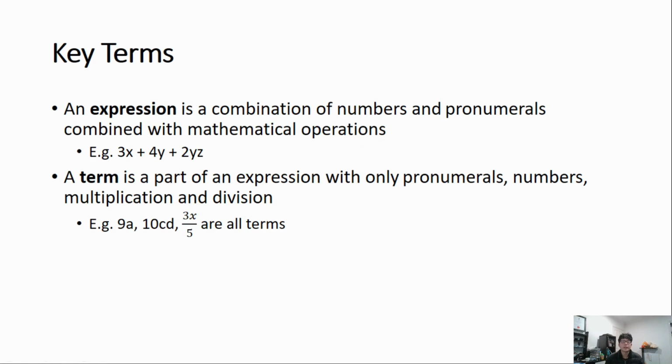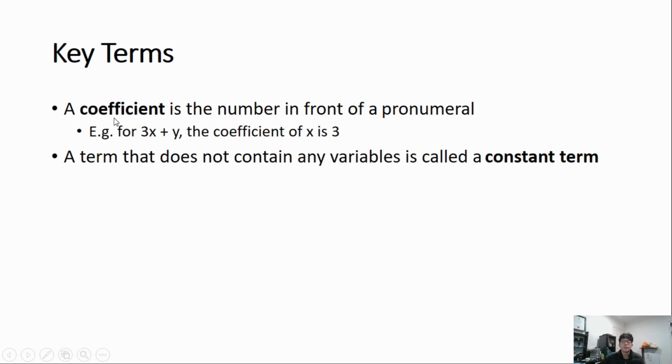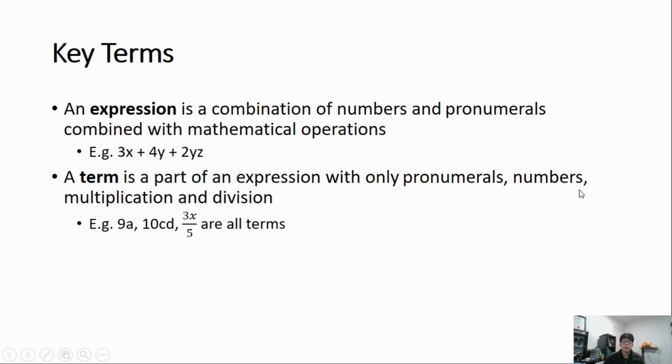Alright, so moving on to the key terms, we need to know what an expression means, a term means, also what a coefficient is, and what a constant term is. So let's start off with an expression. An expression is a combination of numbers and pronumerals combined with mathematical operations. So an example of an expression is here. So just a combination of numbers and pronumerals, as you can see in here, combined with mathematical operations. I'll just make another one off the top of my head. 2a minus 3c plus 4xy. This is also an example of an expression.